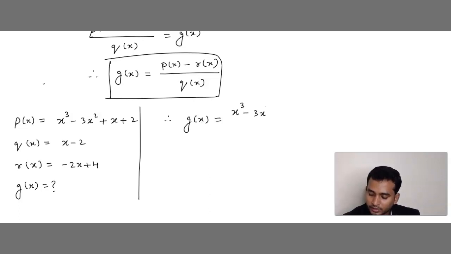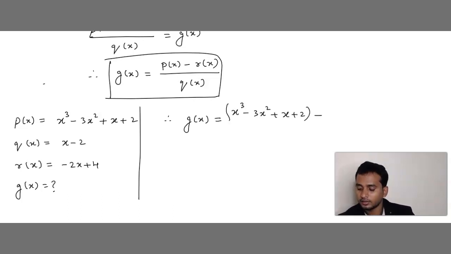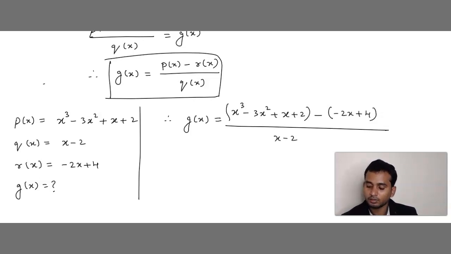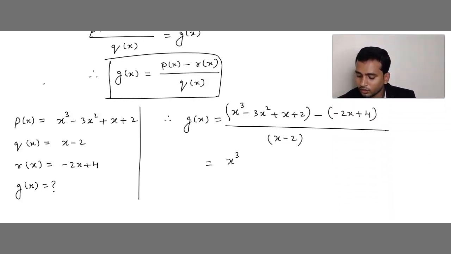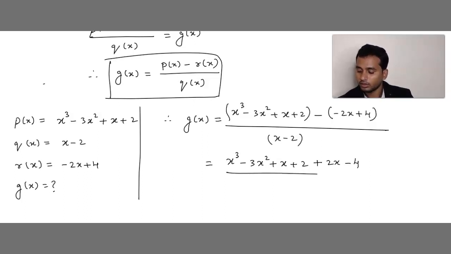x cube minus 3x square plus x plus 2, I'll write in bracket minus, what is r of x? Minus 2x plus 4 by q of x is x minus 2. x minus 2 is equal to x cube minus 3x square plus x plus 2, minus into minus plus 2x, minus into plus minus, that is 4, divided by x minus 2.